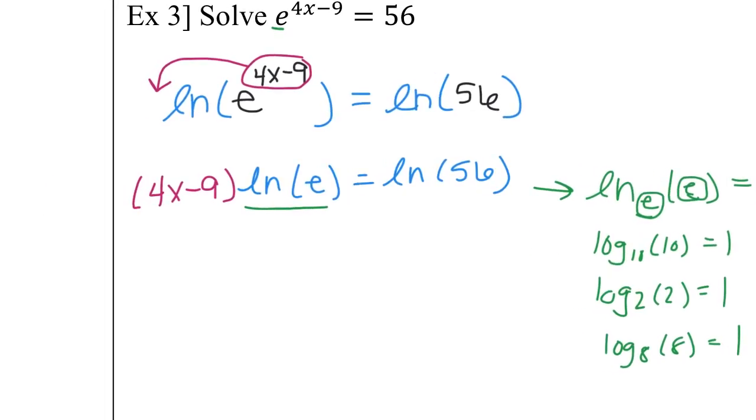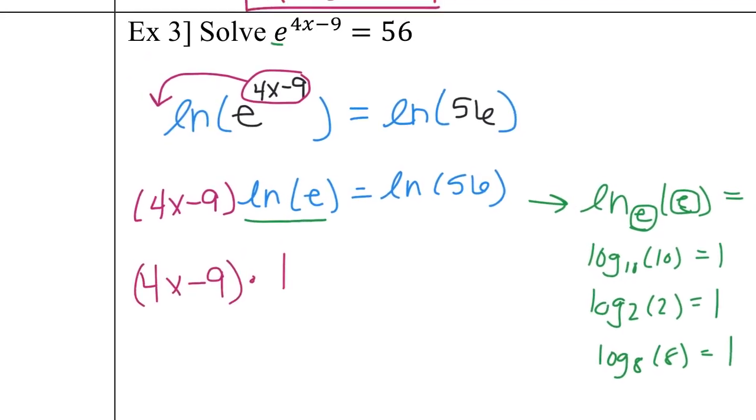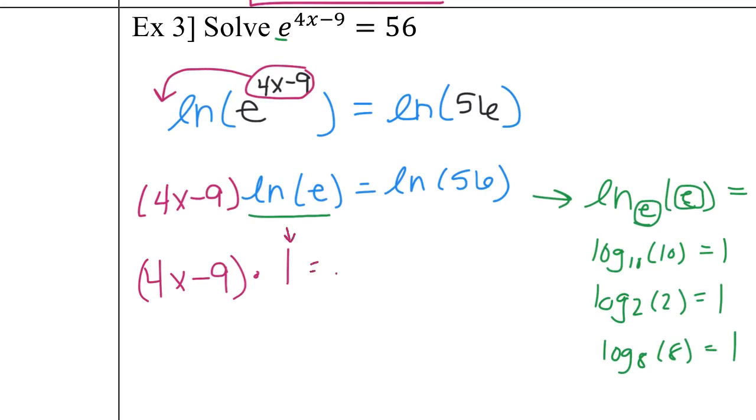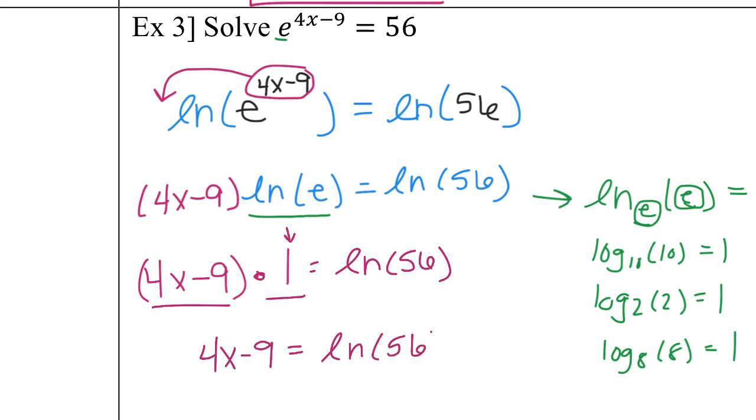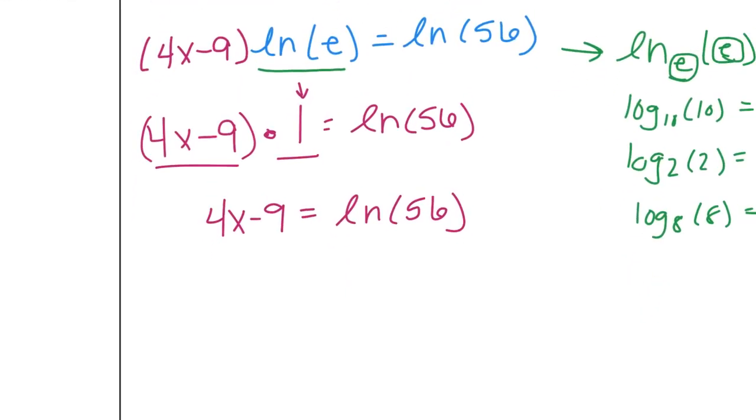So instead of having to divide this out, just leave it alone. This is really 4x minus 9 times 1. That's really what that turns into, equals natural log of 56. Well, 4x minus 9 times a 1, well, that's just 4x minus 9. So natural log of e kind of went away all on its own.